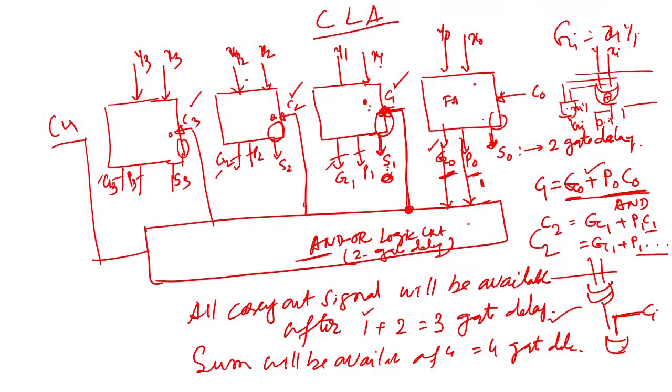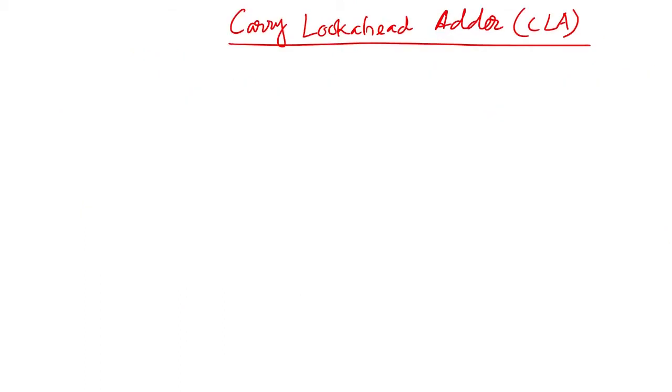And then, if you remember the circuit, after that there is something called the sum, so you have another XOR gate. Therefore, one more gate delay. So, the total is 4 gate delays for the CLA circuit, that is the carry look ahead adder. Okay, so now we will continue the topic.